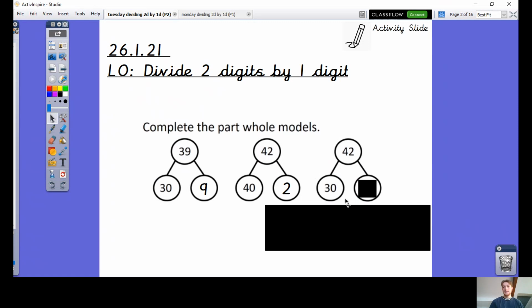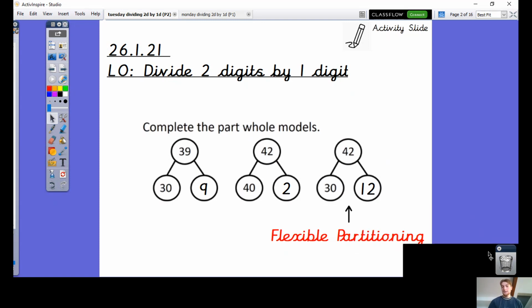Finally, it's a slightly different one here. 42 has not been partitioned into its tens and ones like it has been here. It's been partitioned in a different way. And I can see that one part is 30. So I need to find out what other number adds on to 30 to make 42. And that is 12.